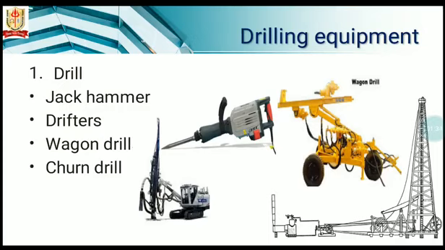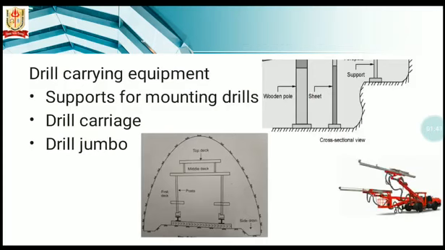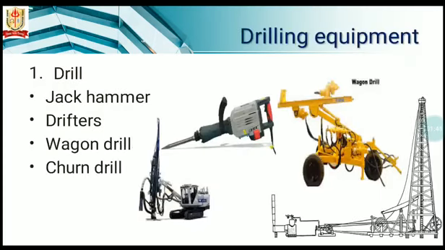So here the drilling equipment can be divided into the following two categories. First is drills and second is drill carrying equipment. The mechanical drills: the mechanical devices used for drilling holes in tunnels are known as drills. The drills are usually made with high carbon steel. The following different types of drills are commonly used.